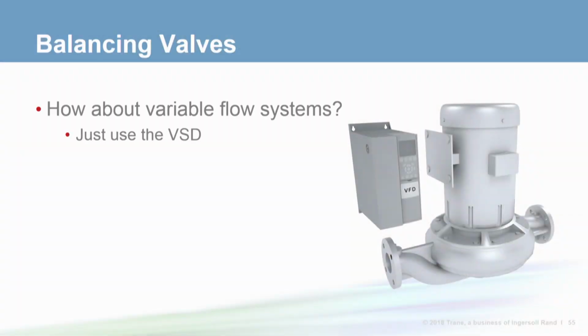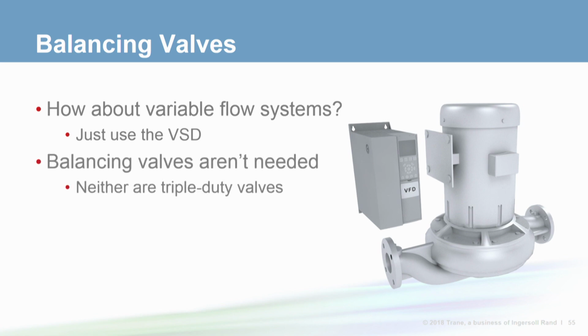For simplicity, we've focused on constant flow systems thus far. So how about a variable flow system? This one's simple. We've already discussed how a variable speed drive is probably your best bet. So just use the drive that's present to adjust maximum or design flow. So that leaves us with our final question. Are balancing valves at the pump, and by extension, triple duty valves, needed? No. There are more efficient, more accurate, and easier to commission options that should be considered instead.